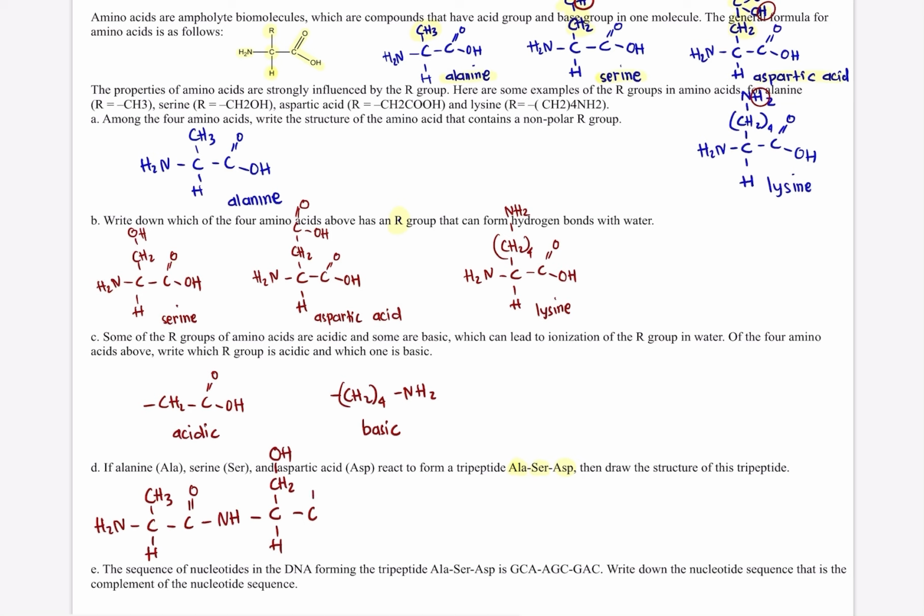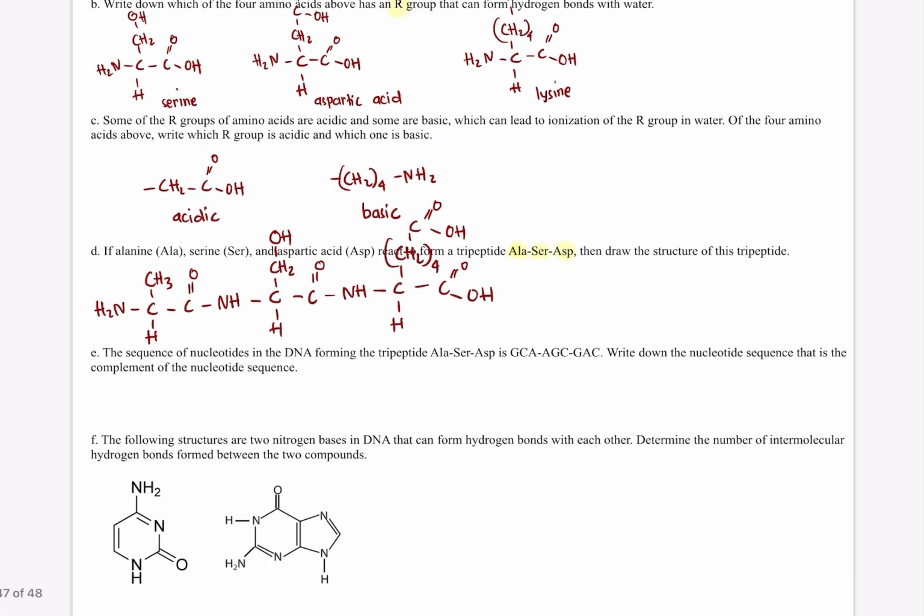So in that case, this is CO and NH, and then we write down the structure of the aspartic acid, which is C, hydrogen, and this one here, CH2, COOH, and this one here, COOH. So this is the structure of alanine, serine, and aspartic acid.